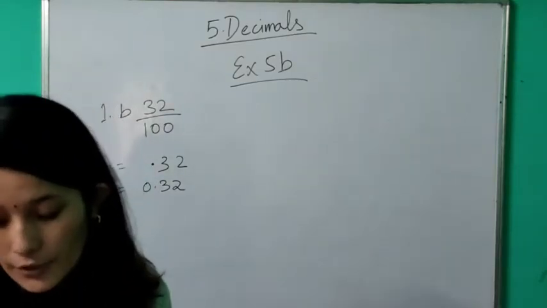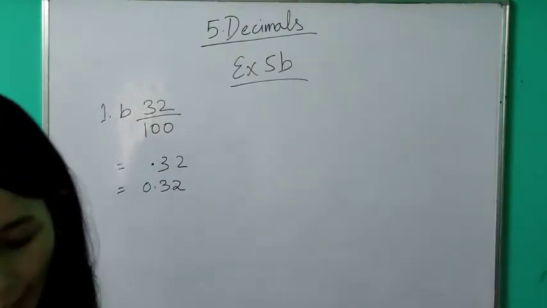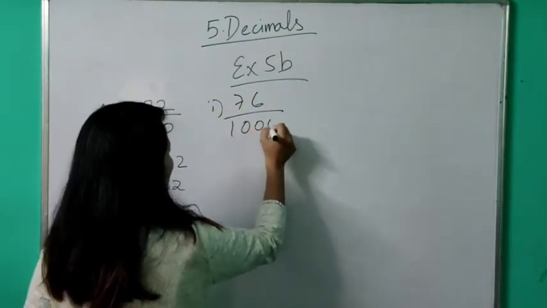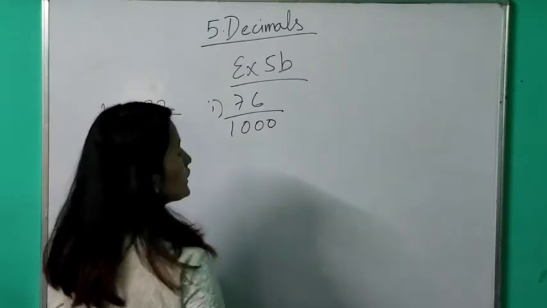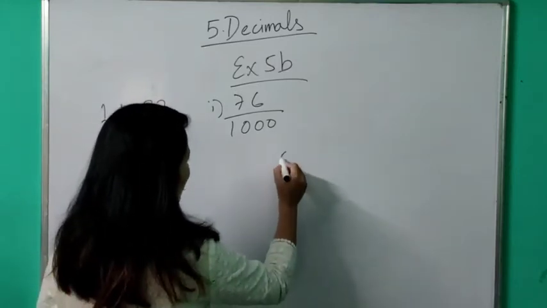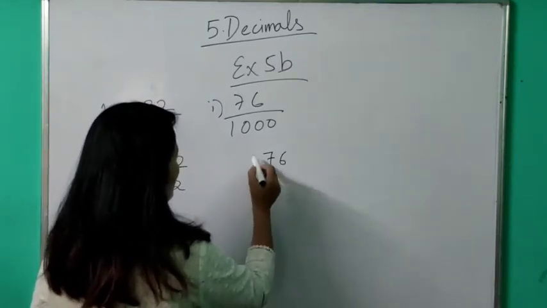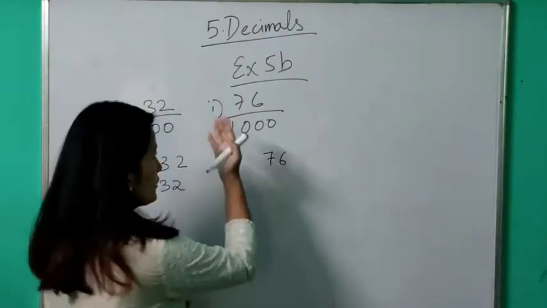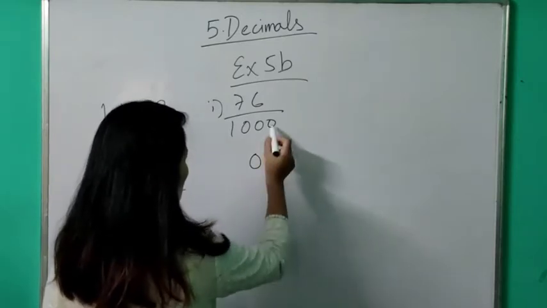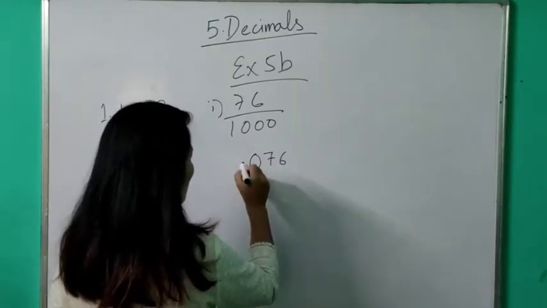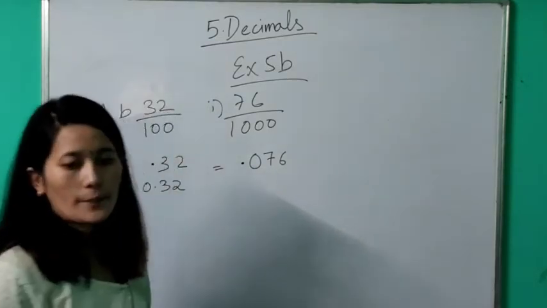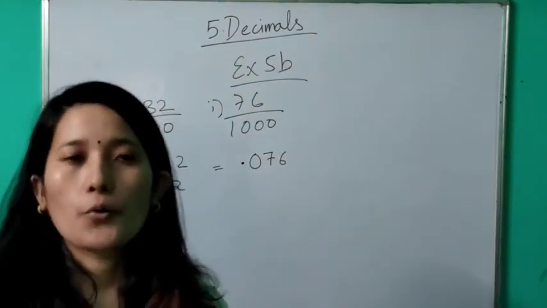Now similarly, let's take question number I, that is 76 divided by 1,000. You have 3 zeros here, but in the numerator you have only 2 digits. So how do you do it? You write the 2 digits. After that, since you do not have any more digits in the numerator, you insert a 0. So you have 3 zeros, 3 digits. After that you put a decimal point here. This would be your answer for question number I. Similarly you will do it for the other questions too.